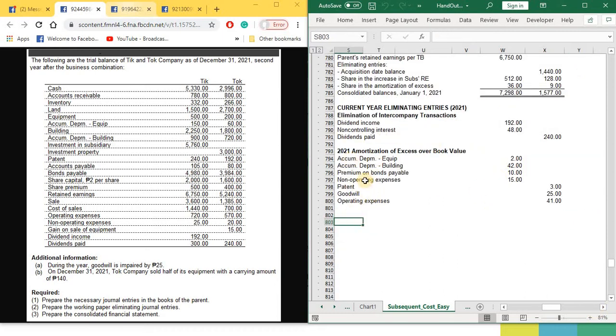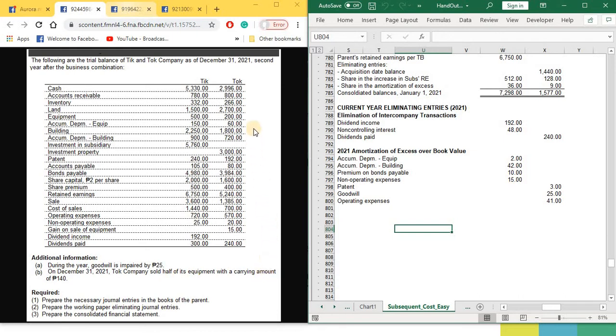So aside from this eliminating entry in the amortization of excess, we have an additional information, letter B, which is on December 31, 2021, so exactly at the end of the current year, Talk Company, the acquiree, sold half of its equipment with a carrying amount of 140 pesos.